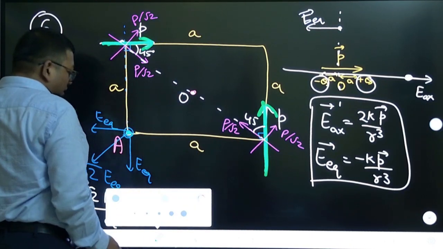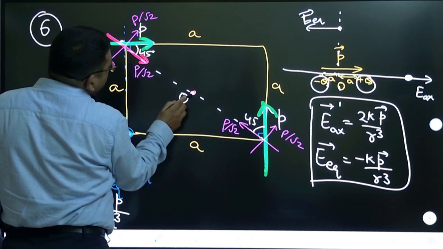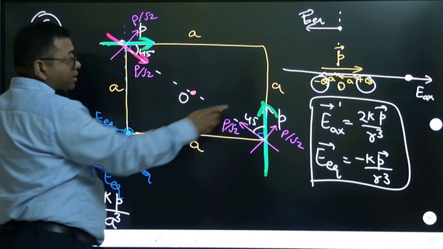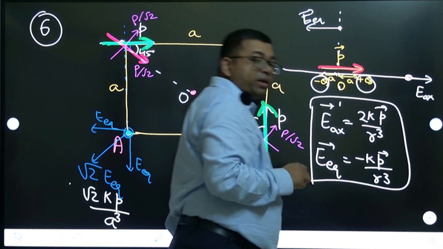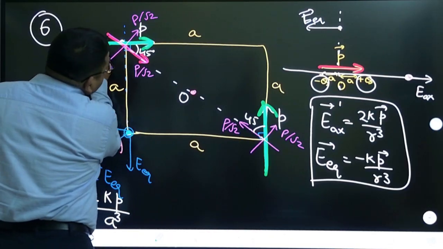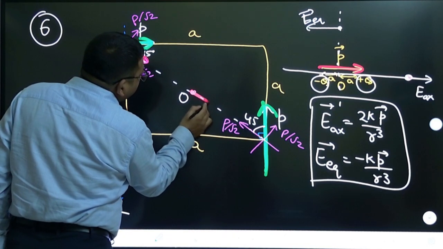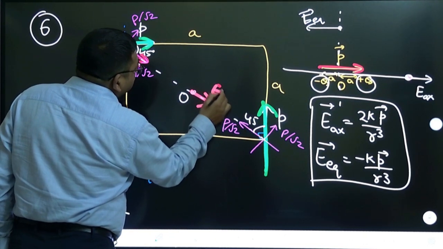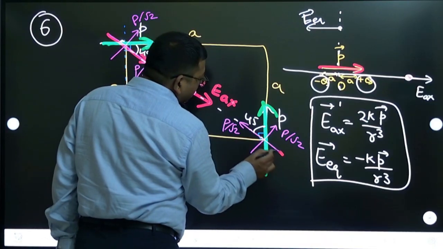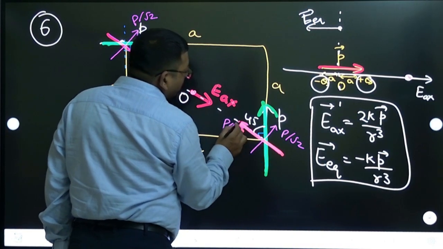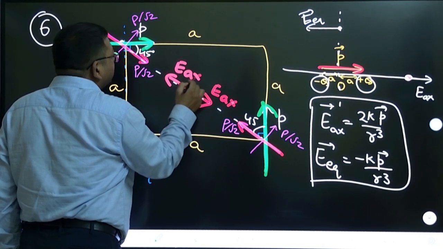Okay, now if you see, for this point, for this dipole moment, this point is an axial point like this. If the dipole moment is like this, the point is like the axial point. So the same thing is happening for this p by root 2 dipole moment. This is the axial point. So here the electric field should come like this. E axial will come. Okay. Similarly, due to this one, the axial field will come this way, which will be E axial.